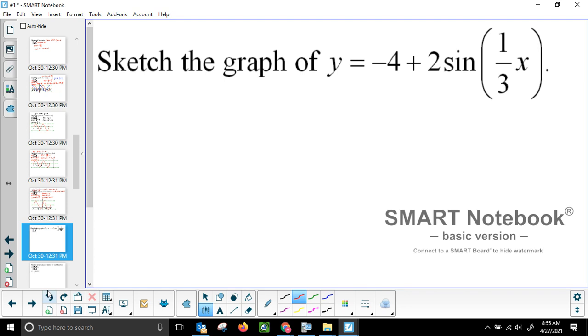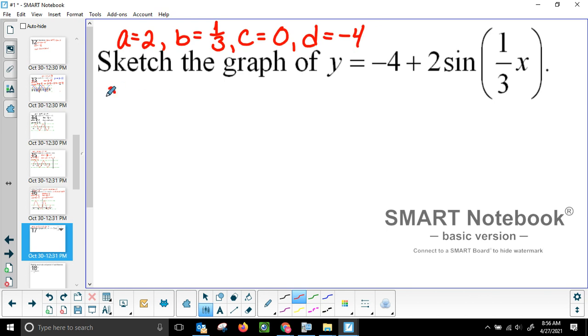Okay, so let's go ahead and take a look at all of this again. Our A is 2, the number in front of sine. Our B is 1/3, the number in front of our variable. Our C is 0 because there's nothing being added or subtracted in our argument. And our D is -4.